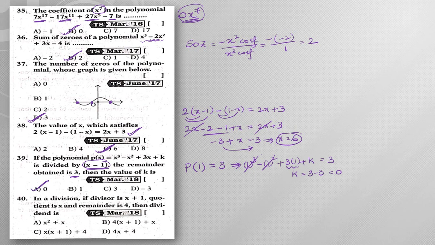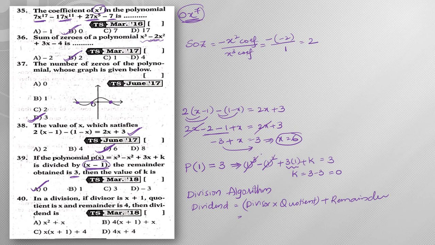Next, in a division, if the divisor is x plus 1, quotient is x, remainder is 4, then the dividend is. Here we need to recall the division algorithm. What is the division algorithm? The division algorithm is nothing but dividend is equal to divisor into quotient plus remainder.